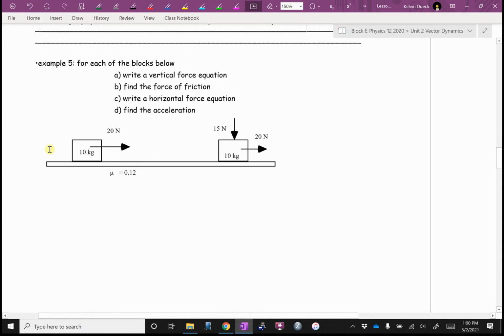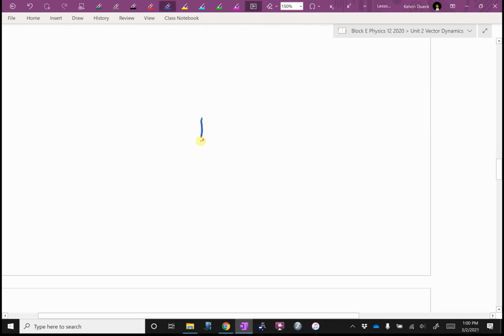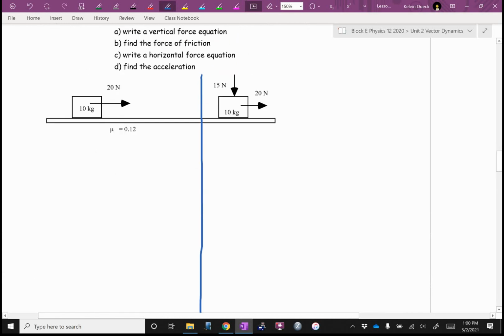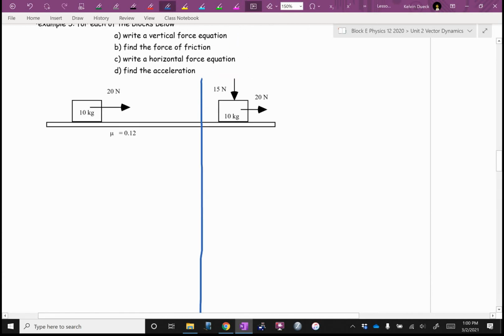Example 5 says, for each of the blocks below, write a vertical force equation, find the force of friction, write a horizontal force equation, find the acceleration. Let's do these simultaneously, so I'm going to draw a line down the middle of my page. You know what I should probably do before I even start? Draw a free body diagram. Since they gave me a picture, I'll label the picture.